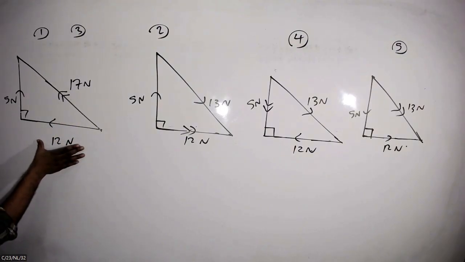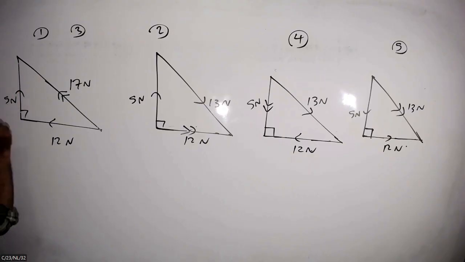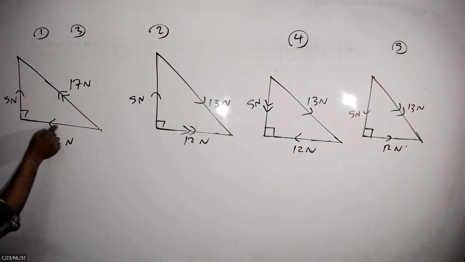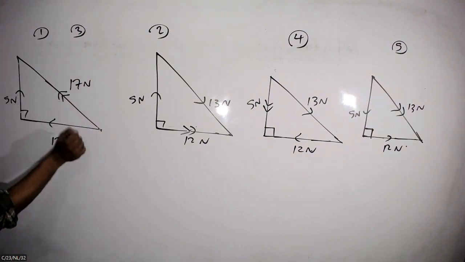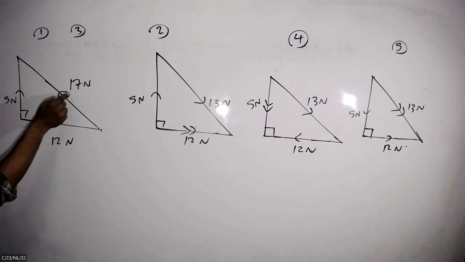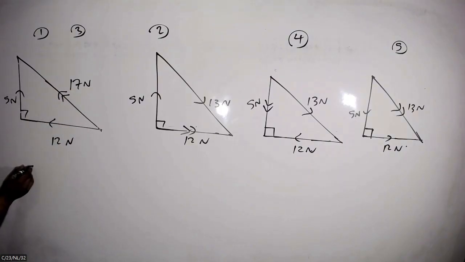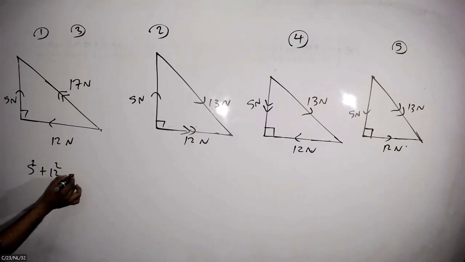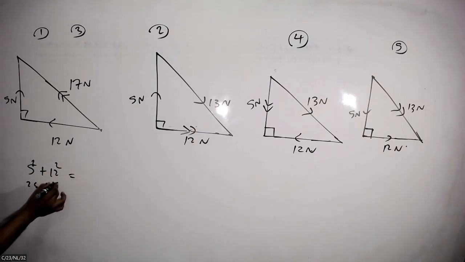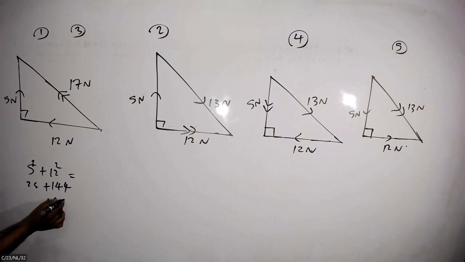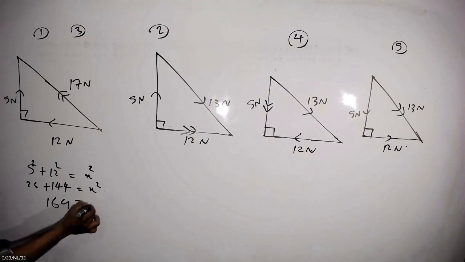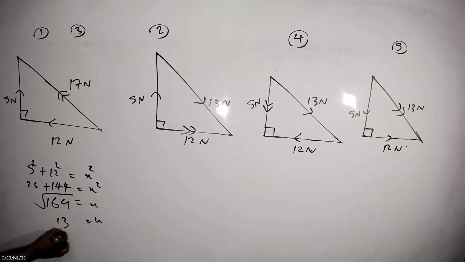Okay, here you have represented the 12 Newton and 5 Newton forces taken in the same order. Then you can identify that this angle is 90 degrees. Therefore, you will obtain a right angle triangle. Therefore, the length of this side should be equal to the square root of 5 squared plus 12 squared. 5 squared is 25, 12 squared is 144, that is 169. And this side is the square root of 169. Then x should be equal to 13.